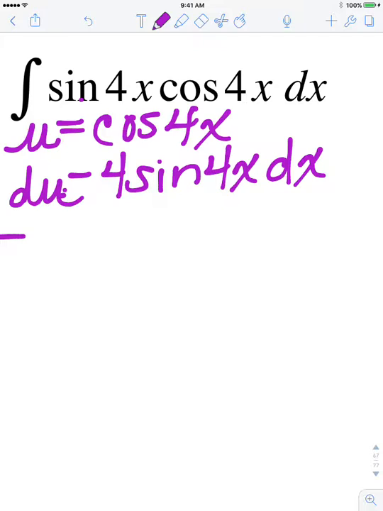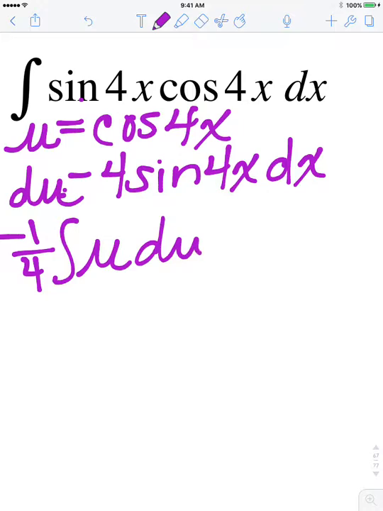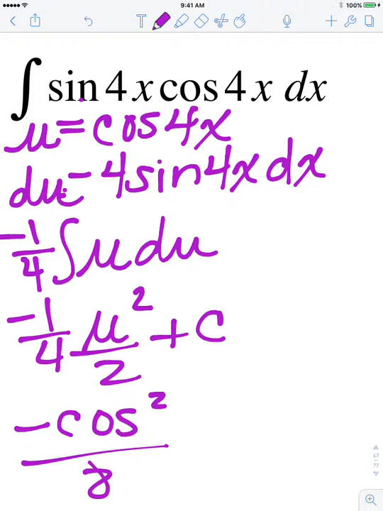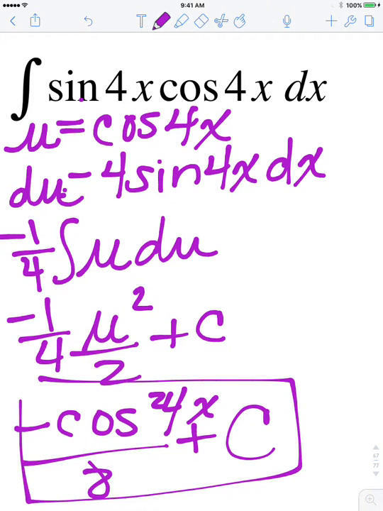So the negative 1/4 goes on the outside, and it's still u du. And I'm going to go ahead and integrate negative 1/4. Same thing, u squared over 2 plus c. And my final answer is negative cosine squared of 4x over 8 plus c. So these are two different but correct answers. Okay, I hope this helps.